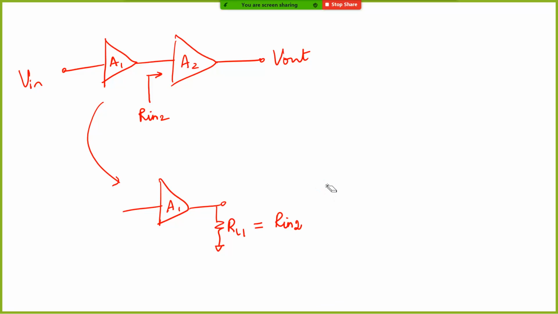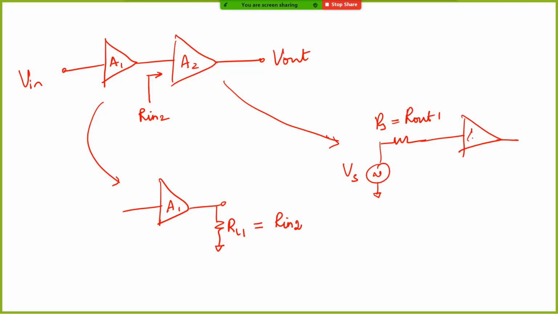On the other hand, when you are designing A2, you should understand it as some source Vs with a source resistance Rs, which is equal to the output impedance of A1, which is coming into A2. So basically, you need to take into account what happens when you put two amplifiers together; their input and output impedances will play a role. So let's say Vs can be taken as the intrinsic gain A1 times Vin, and Rs will be the Ro1.